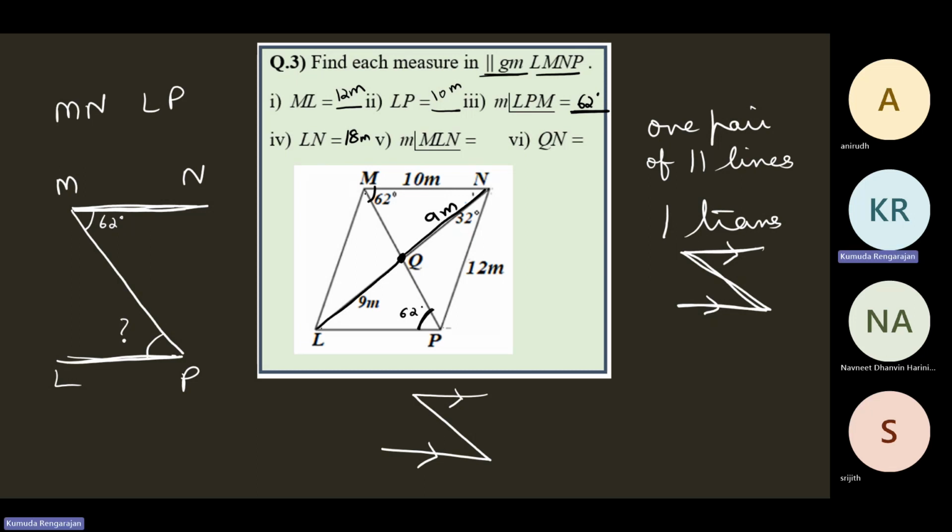Q is also the midpoint of the diagonal MP. Q is the midpoint of both the diagonals. That's why we say that the diagonals bisect each other. Since Q is the midpoint of the diagonal LN, if QL is 9, QN is also 9. So LN will be 9 plus 9, 18 meters. Then measure of MLN.